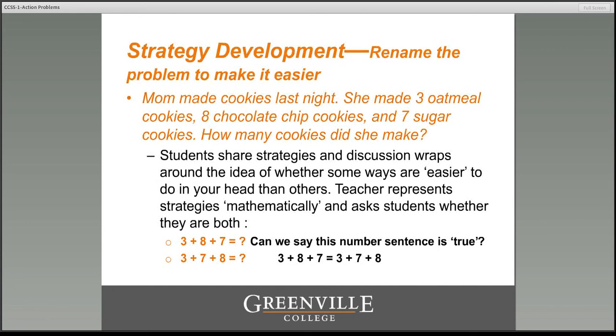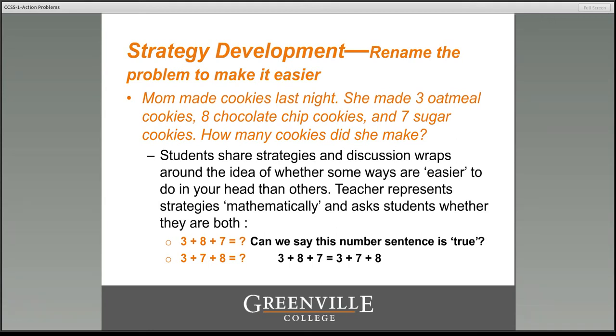When children work with problems that have 3 addends, it raises the idea of whether order matters. Does it make a difference if I add the 3 and the 8 and then add on the 7, or if I add the 7 and the 3 first and then add on the 8? This dialogue gets the students thinking about the any order property of addition, and it also leads to a great strategy discussion around the idea of efficiency. If both ideas of solving it work, are there any advantages of one approach to the other? Is one easier to do mentally or more efficient than the other?